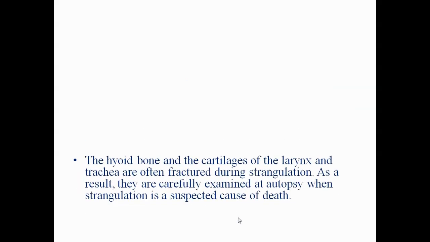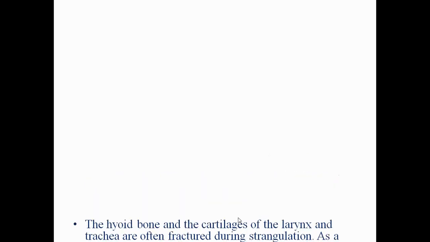The hyoid bone and the cartilages of the larynx and trachea are often fractured during strangulation. So that is what they will examine during the autopsy. What is the cause of death when a person is strangled to death? The hyoid bone and the cartilages of the larynx, such as the cricoid cartilage, will undergo some fracture during strangulation.